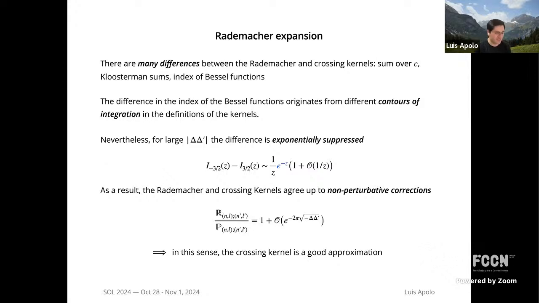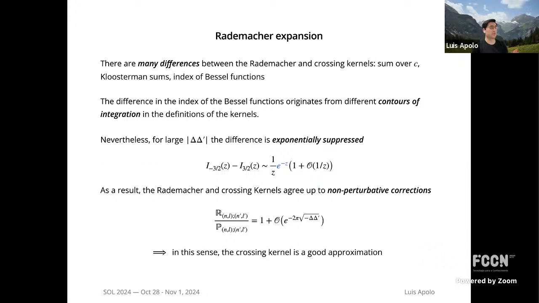And the difference in the index of the Bessel functions originates from different contours of integration in the definition of the kernels. But nevertheless, it turns out that when the argument of these Bessel functions is large, which is again the case we're interested in, the difference between the crossing and Rademacher kernels is exponentially suppressed. This is just a fact about Bessel functions, which allows us to conclude that indeed the Rademacher and crossing kernels will agree up to non-perturbative corrections of this form.